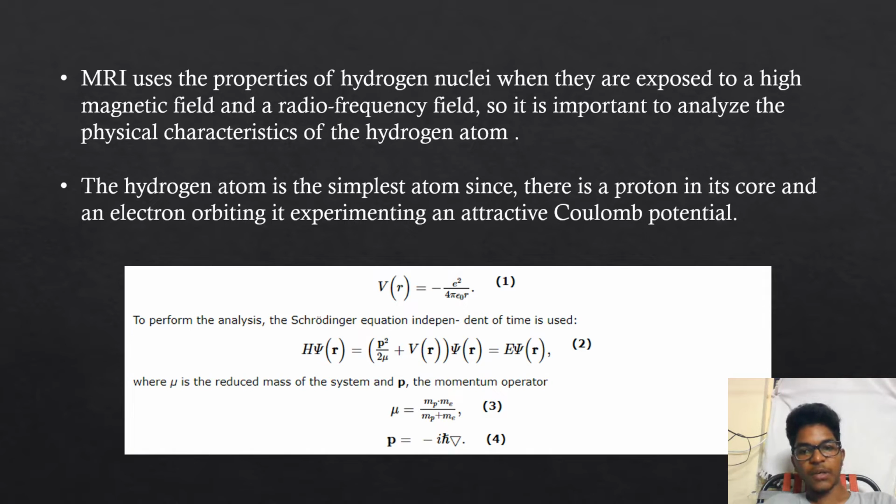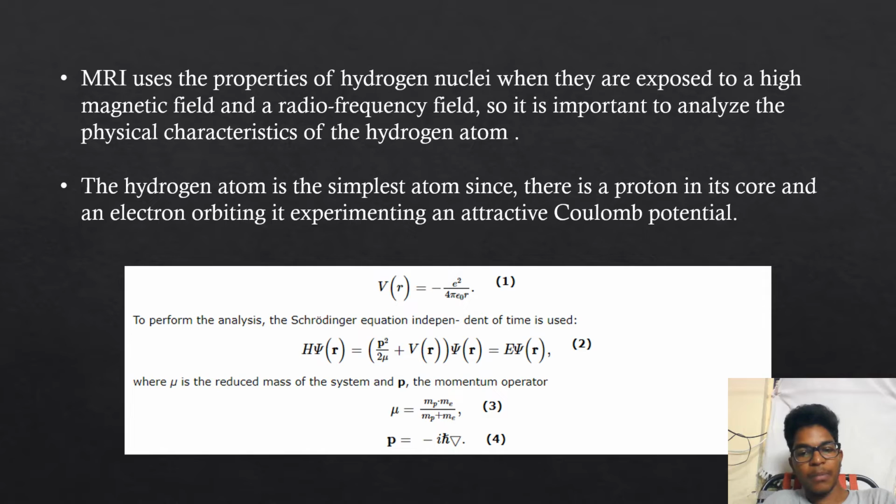V of r is equal to e squared by 4 pi epsilon naught r. Let us consider this as equation 1. To perform the analysis, the time independent Schrodinger equation is used: H psi of r is equal to p squared by 2 mu plus V of r, into psi of r, is equal to E psi of r. Let us consider this as equation 2, where mu is the reduced mass of the system and p is the momentum operator.